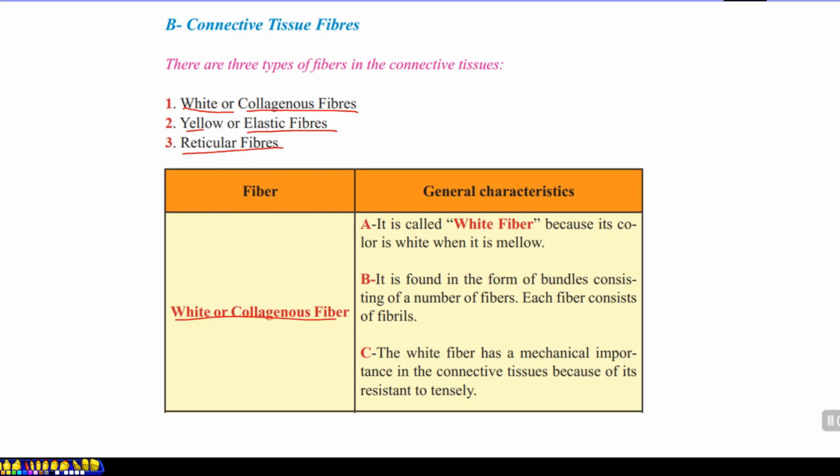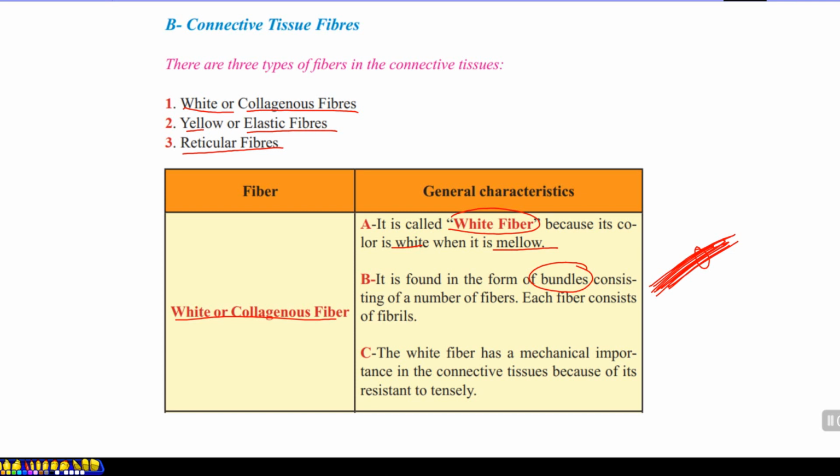White or collagenous fibers are white in color when they become mature and are observed under the microscope. They are found in the form of bundles consisting of a number of fibers. Each fiber consists of thinner fibers, like fibrils, but tens or hundreds of them make a bundle. We call it what? A bundle of collagenous fibers.